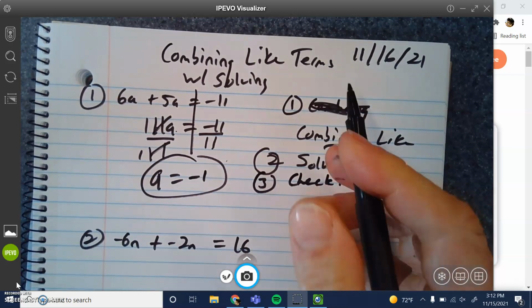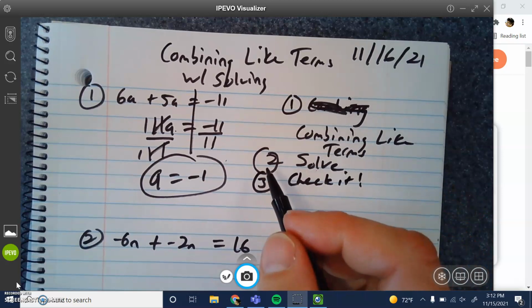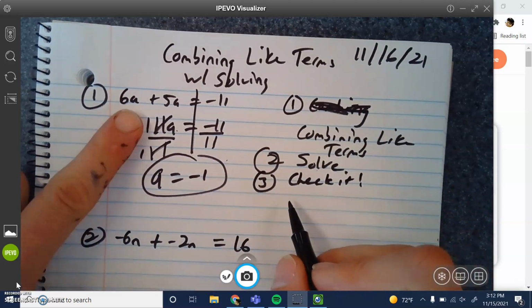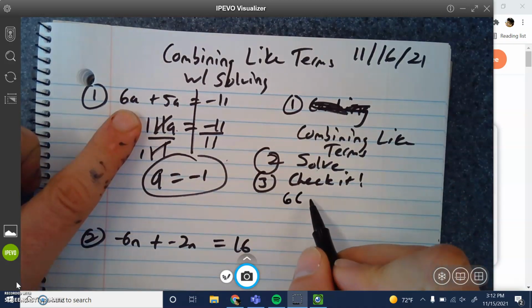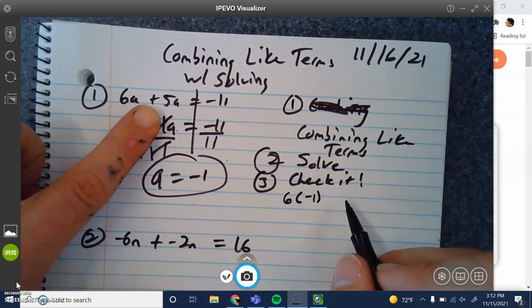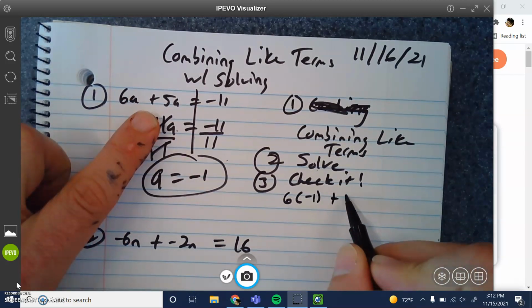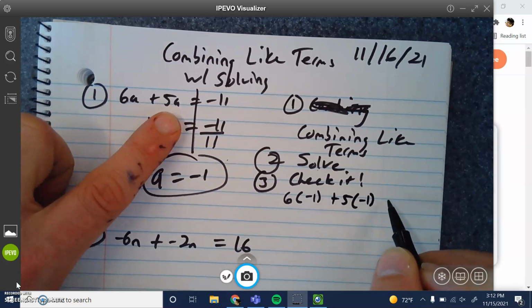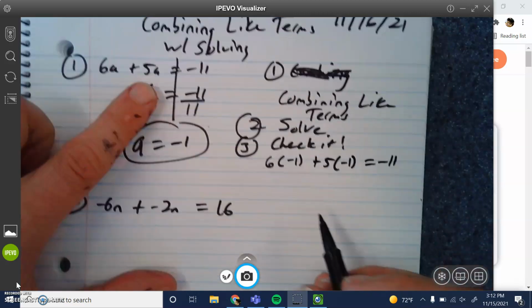Step 3. Check it. Write these steps right there. You got to follow the 3 steps. So step 3, I'm going to check it. So here we go. 6 times negative 1. The negative 1 is a, right? Plus 5 times negative 1 equals negative 11. Is that true? Let's see.